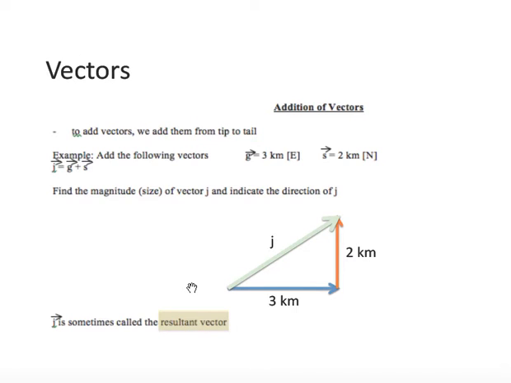Finally, we have to draw vector j. Vector j is called the resultant vector. In this situation, it is also called displacement. So, we have vector j drawn in the diagram.